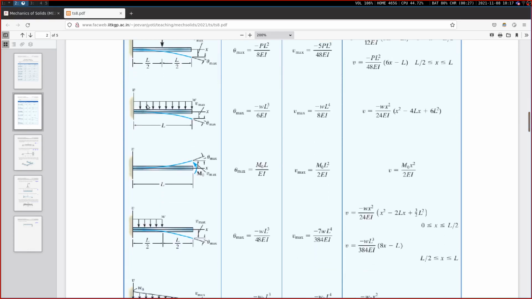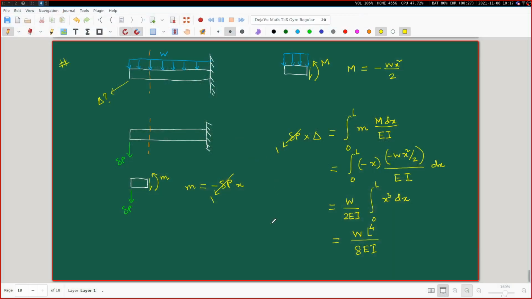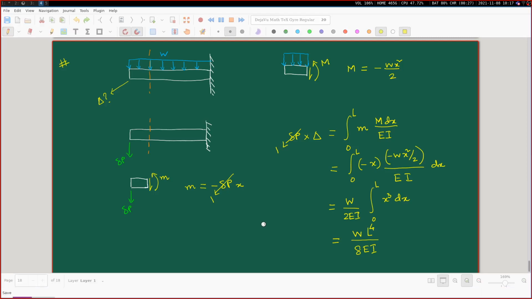So this third case, you see, this is a uniformly distributed load and the maximum deflection will be occurring at this end, and its value is actually w L to the power 4 by 8 EI. Actually, that's the magnitude. This minus sign is depicting that it is in the downward direction. So our answer is basically matching. Okay. So in this deflection of beams chapter, you had to solve differential equations. Now through some straightforward algebra, we are able to obtain the same answer. Okay, so this is the application of the principle of virtual work, one of the simplest applications.